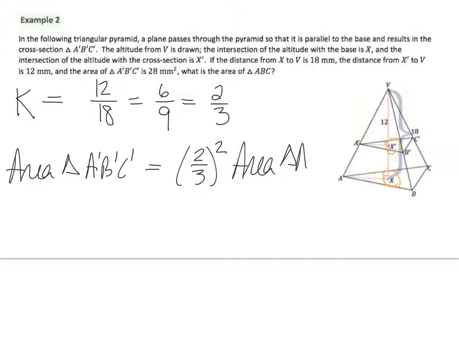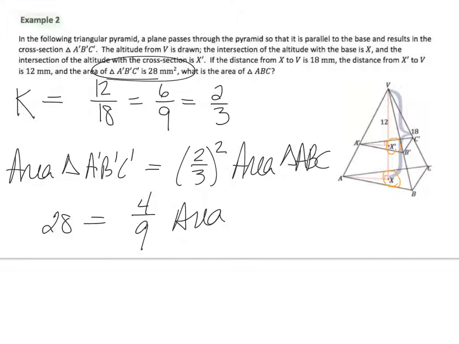Area of triangle ABC. In this case, we know the area of the cross-sectional triangle, that is 28, is equal to 4/9 area of triangle ABC. So 28 times 9 is 252, divided by 4 is 63.